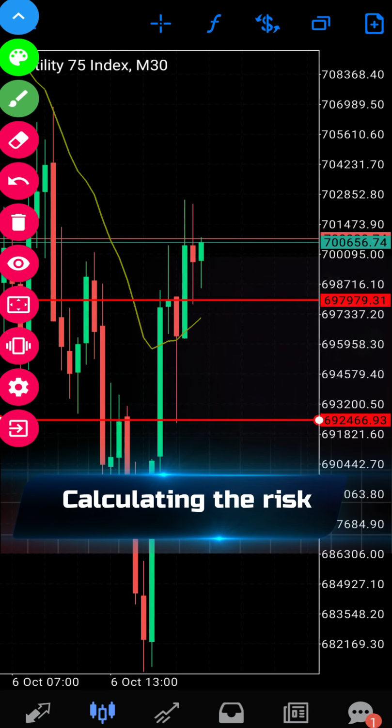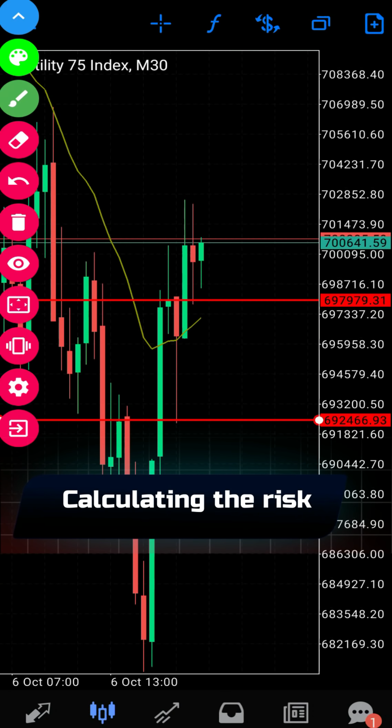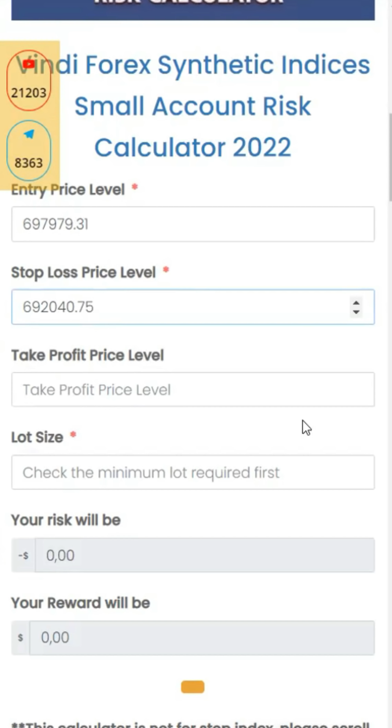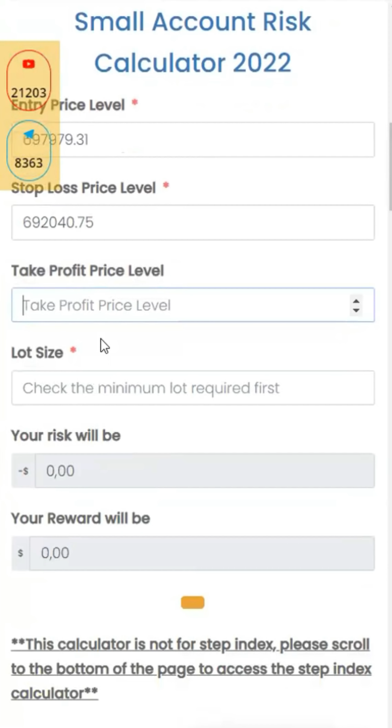All right, so here we need to figure out the risk first, but you need to first start by analyzing before you start punching in numbers. Once you are certain that this is what you're going to do, you can come back here to the calculator. Of course, I've already dialed in the number that you just saw on the screen. All right, and then we'll also have to dial in the take profit.